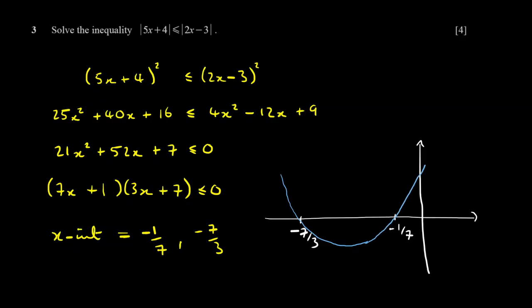And so then we've got to ask, where is that quadratic less than 0? In other words, where are the y coordinates less than 0? The y coordinates are less than 0 in this region here. That's where the quadratic is less than 0. So then we ask, what values of x give us that region? Everything from here all the way up to here. So our solution is x must be greater than or equal to minus 7 upon 3 and less than or equal to minus 1 upon 7.